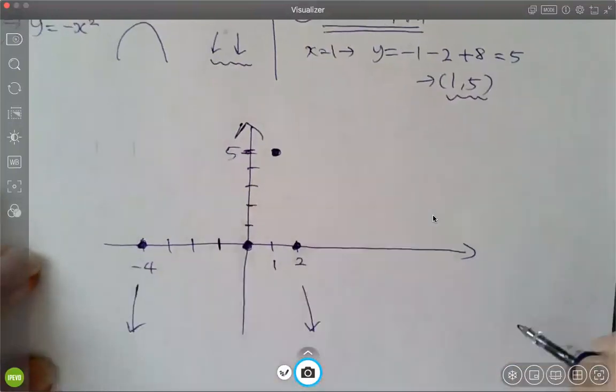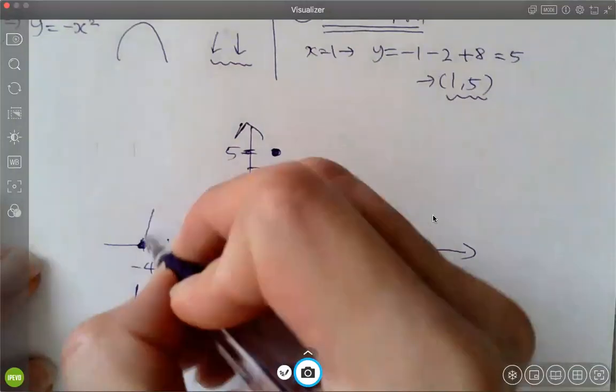Now, from part C, we concluded that the graph crosses at 2 and negative 4. So what's the only option? This and this, right?